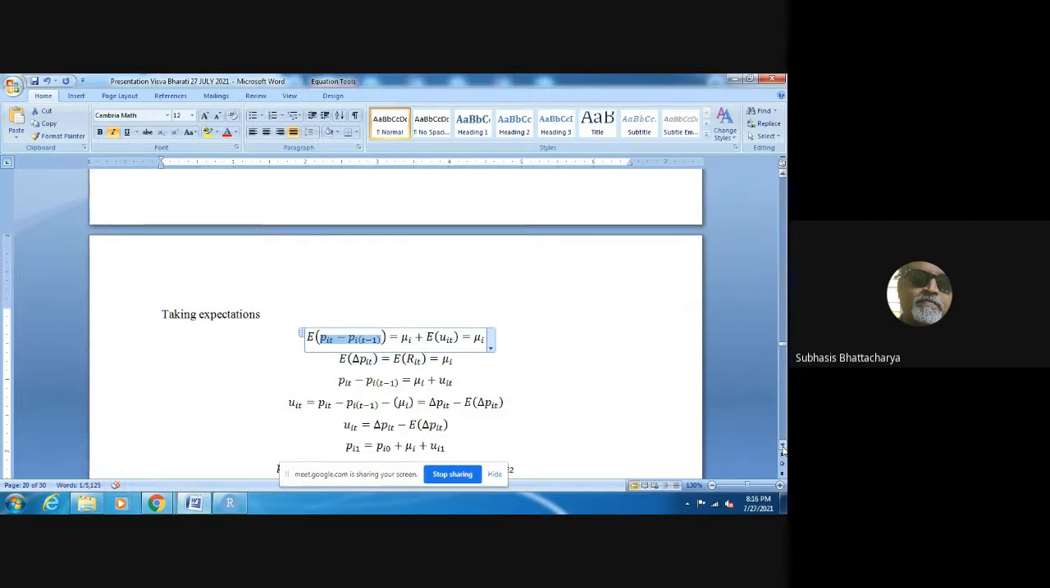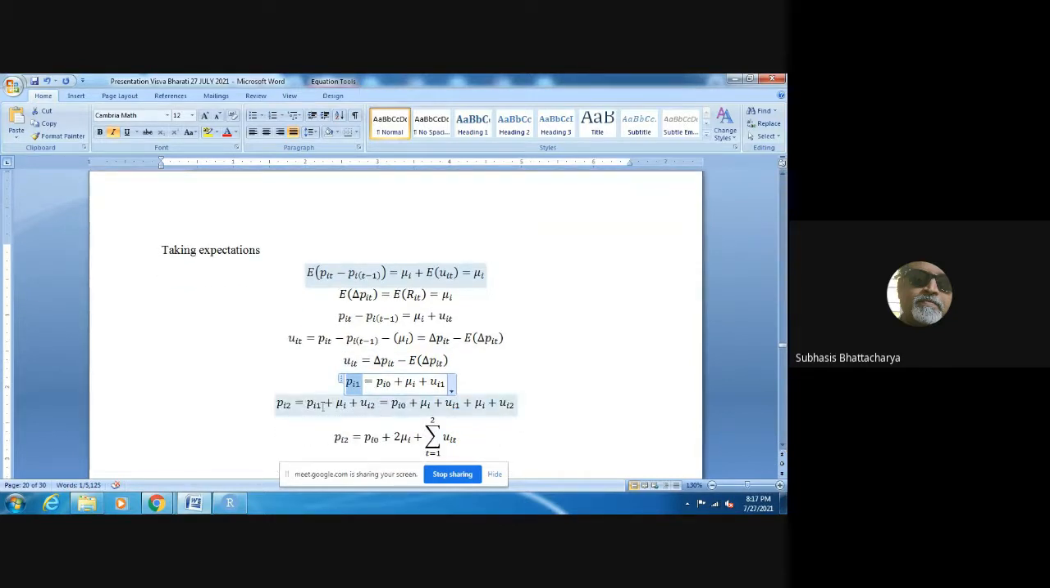We can interpret u_it as the change in the log price, delta p_t, minus mu, where mu is the expectation of delta p_t. So this error is nothing but the change in the log price minus its expected value. If you know p0, the mean, and the white noise, then you get p1. Similarly, from p1 you derive p2 by the same process, that is p2 equals p0 plus 2 mu plus the errors.